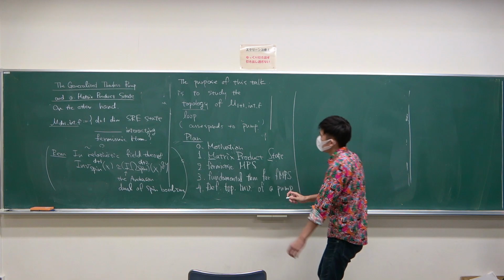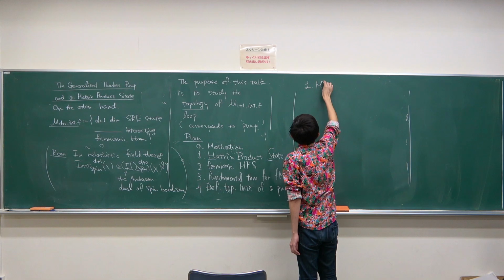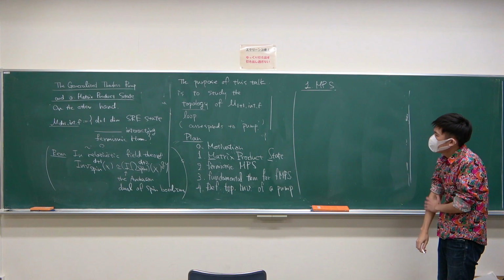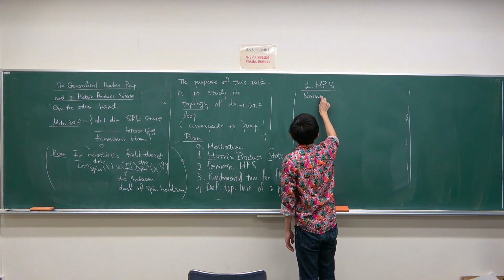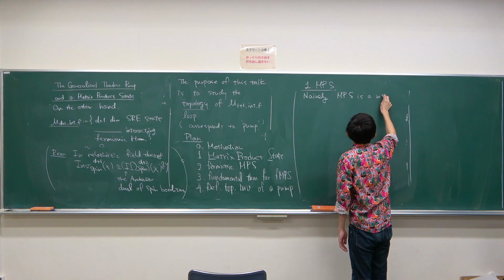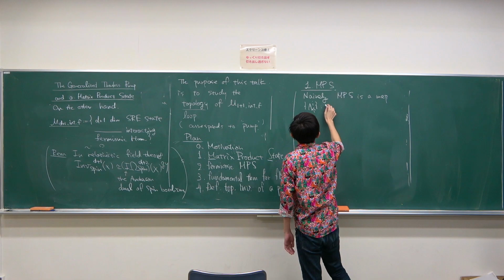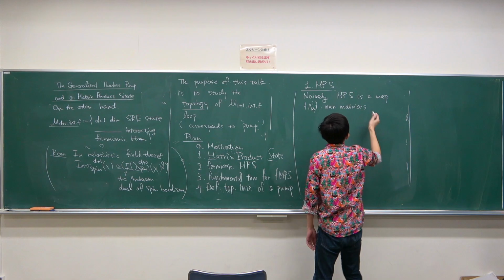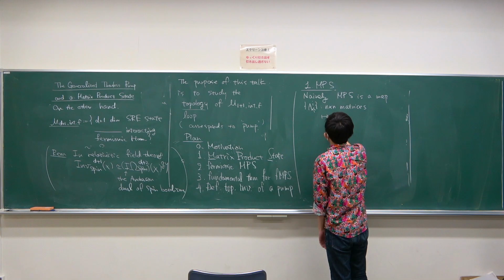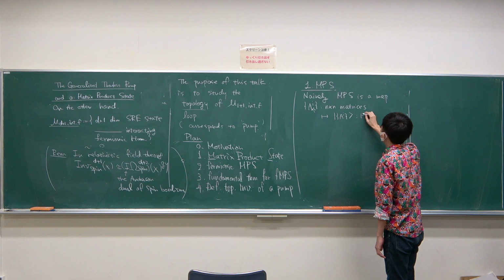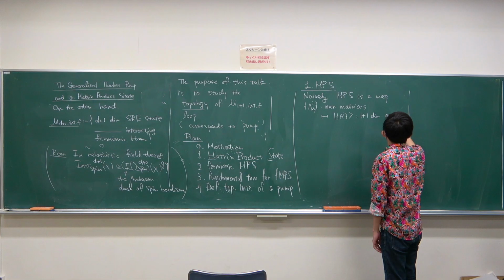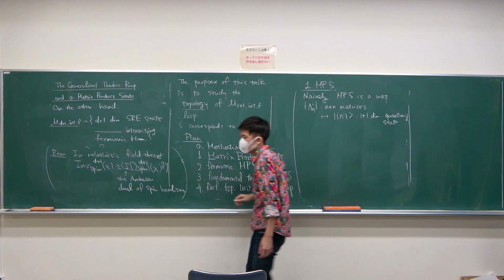So first let me explain the matrix product state, MPS, especially for the bosonic case. Very naively, a matrix product state is a map from n times n matrices to a 1+1 dimensional quantum state. This is an element of a certain Hilbert space. So this is a construction.